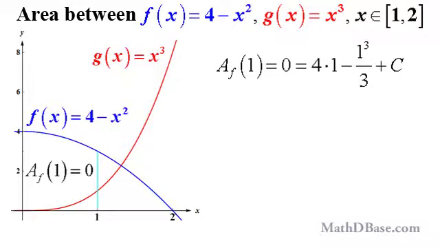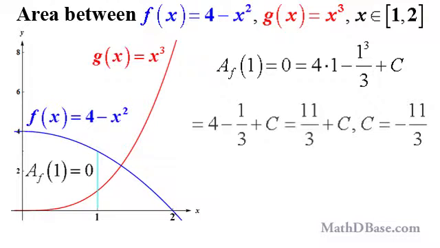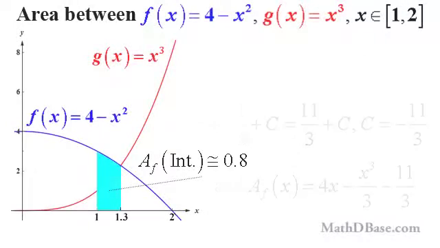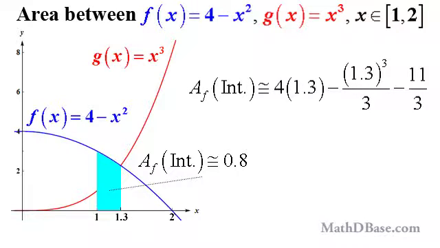The area between f and the x-axis at the left endpoint is 0, so A sub f of 1 is equal to 0, which is 4 minus a third plus c, which gives us c equal to negative 11 over 3, and the area function equal to 4x minus x cubed over 3 minus 11 over 3. Up to the right endpoint, the point of intersection of the two curves, the area between the graph of f and the x-axis is approximately 4 times 1.3 minus 1.3 cubed over 3 minus 11 over 3, which comes to about 0.8 square units.